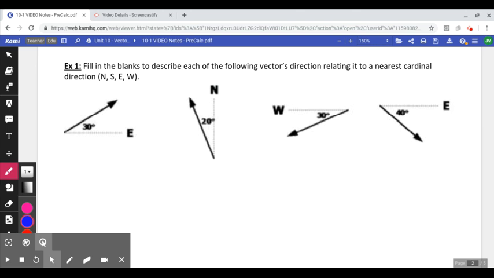For example one, we're going to fill in the blanks here to describe each of the following vectors' direction relating to its nearest cardinal direction. So that would be north, south, east, and west. For those of you who are struggling with that, sometimes it's nice to remember that acronym: never eat soggy worms, or never eat soggy waffles.